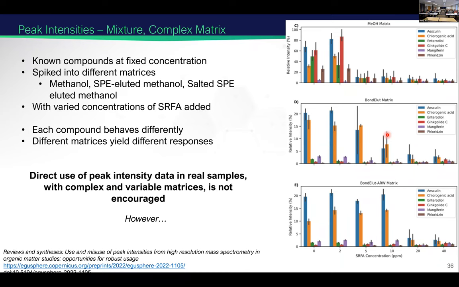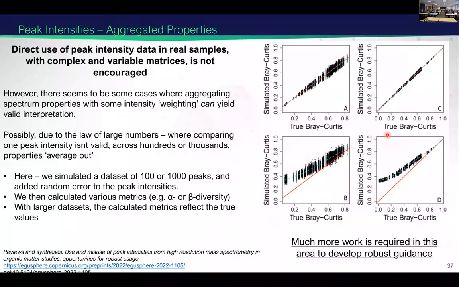So, you know, if you're me, I just wouldn't bother. I don't want to use peak intensities, it's too stressful. But it does seem to be the case that there are some instances where you can make inferences using peak intensities, but not for a single feature. So what I wouldn't want to say is that this peak is more abundant in this sample than that sample, therefore this molecule is more present. But what seems to be the case is that if you average across all of the species, and so you say, you know, all of these lignin-like molecules are more present than all of these same species in another sample, then this uncertainty seems to average out. And so one of the examples we presented in this preprint was calculating metrics like Bray-Curtis dissimilarity between samples.